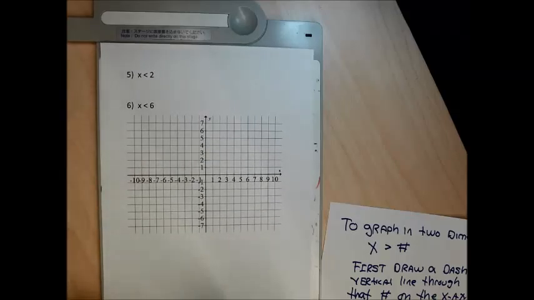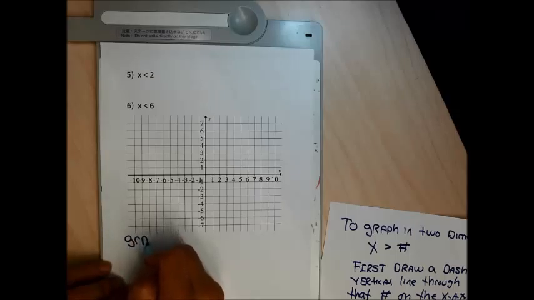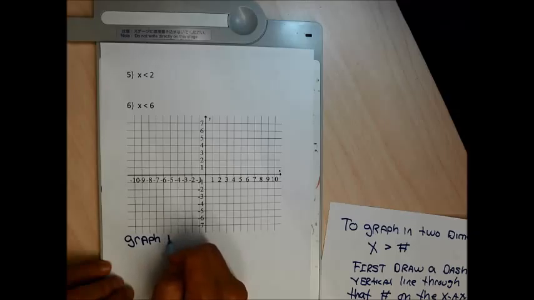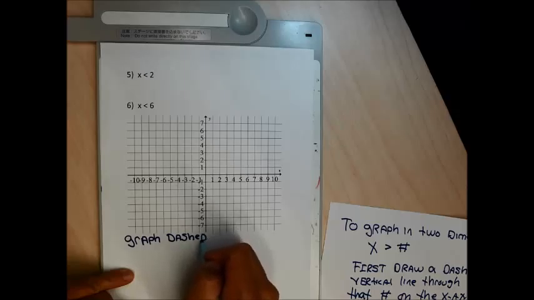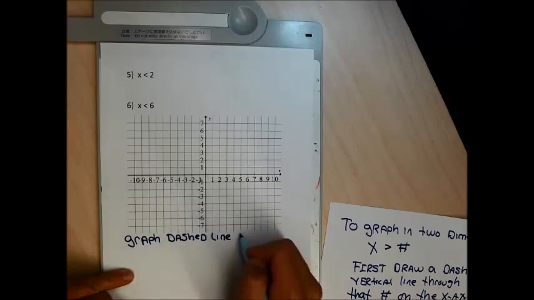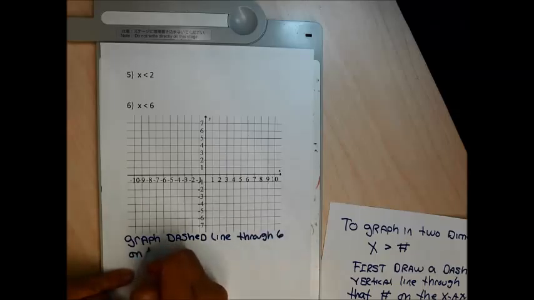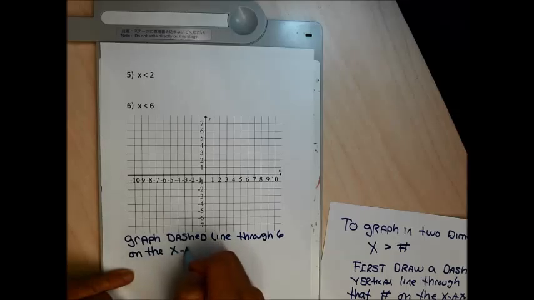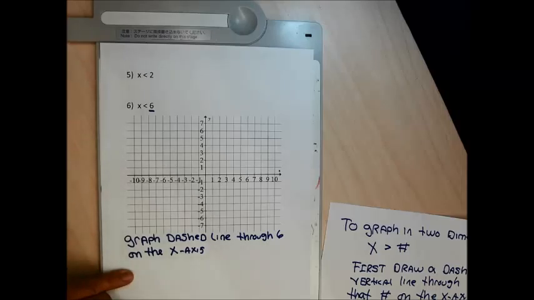Number 6 is x less than 6. I want to identify all the points in 2 dimensions that have x coordinates less than 6 but not equal to 6. So I need to graph the boundary. For all these problems, I'm going to start off by graphing a line. In this case, I'm going to graph a dashed line as opposed to a solid line because I don't have the or equal to on the 6. So I'm going to draw a dashed line through 6 on the x-axis. The reason for 6 is because x is less than 6. The reason for dashed is because it's not equal to.